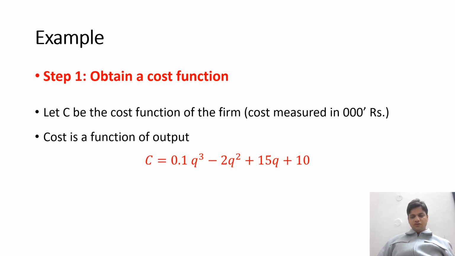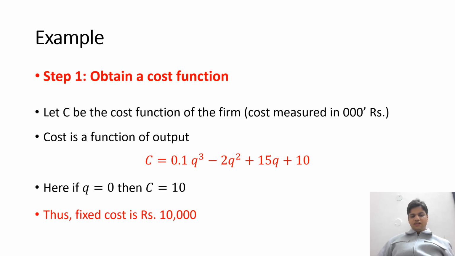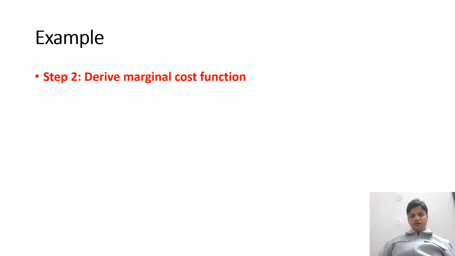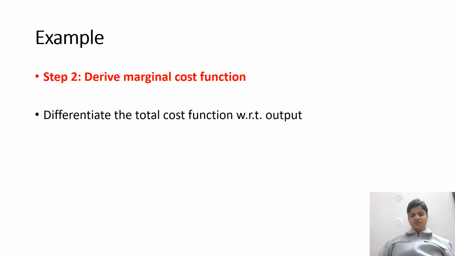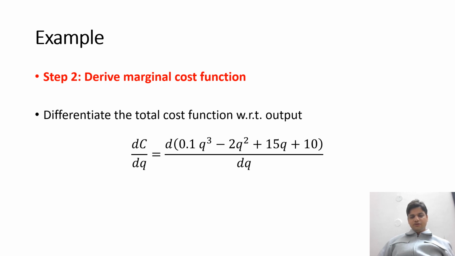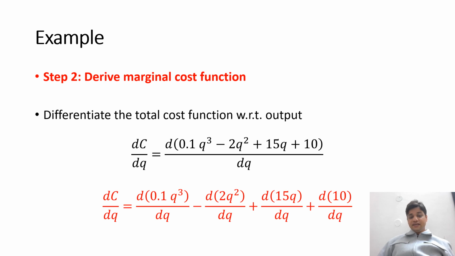We have purposefully chosen this to illustrate this example. Here, if you put q equals 0, then obviously C equals 10. Thus, fixed cost is rupees 10,000. Step 2, derive the marginal cost function. So differentiate the total cost function with respect to output. So dC by dq equals d by dq of 0.1 q to the power 3 minus 2q square plus 15q plus 10. Now individually we will take up each of these.